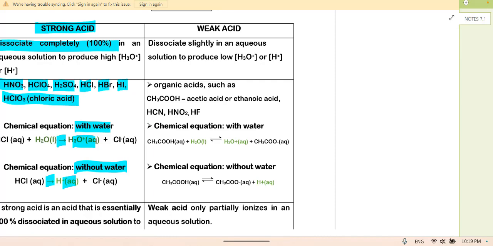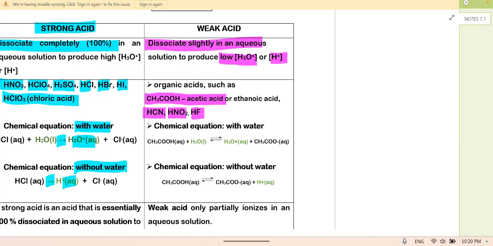Okay, next we look at weak acid. Weak acid dissociates slightly. It will produce a small concentration of H3O+ or H+. The famous weak acids are CH3COOH, known as acetic acid, HCN, and HNO2. When hydrogen combines with group 17, HF is a weak acid. HCl, HBr, HI are strong acids. So actually there are 7 strong acids. The rest of them will be weak.